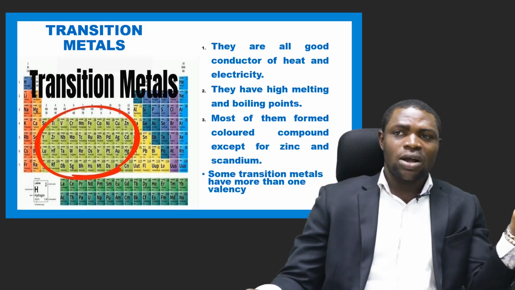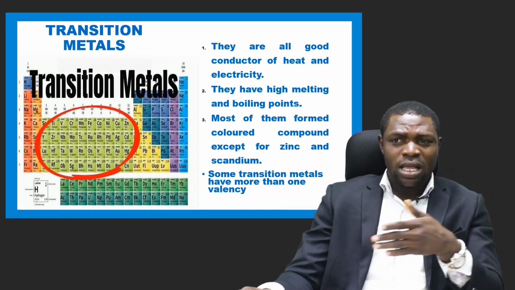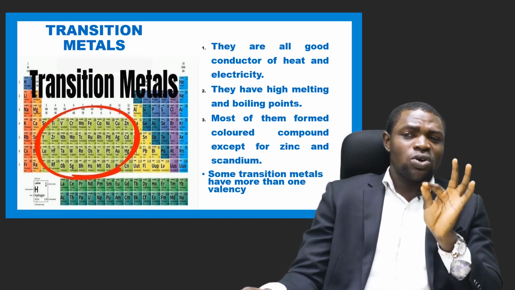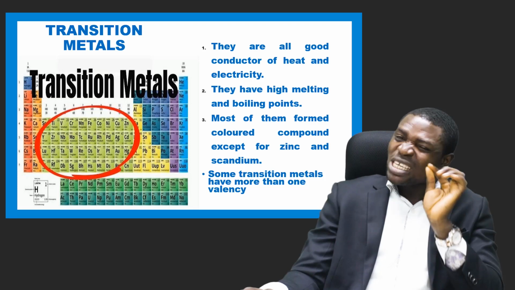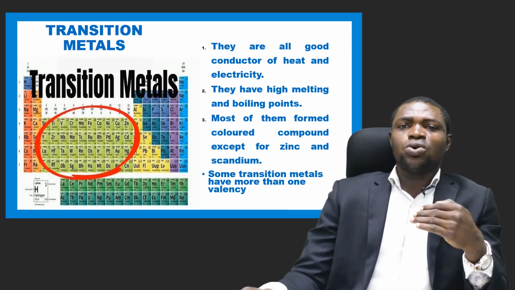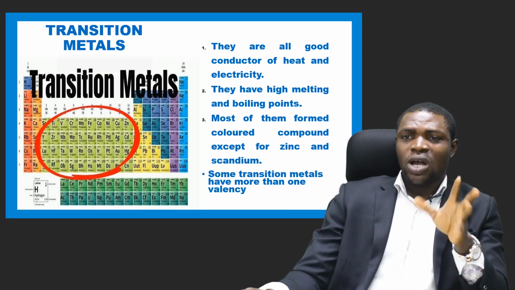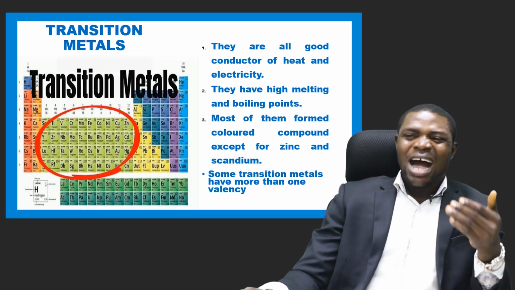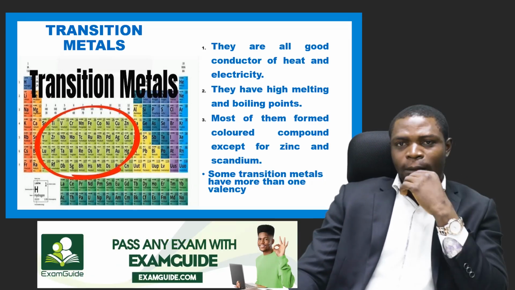Of course, transition metals conduct electricity. They have high melting point. Most of them form colored compounds, except for zinc and scandium. This is where you need to also pay attention. Zinc and scandium have a unique property among all other transition metals. So when we get to the analysis of the chemical properties of transition metals, we are going to delve more into why zinc and scandium have a different, unique property apart from some other transition metals.